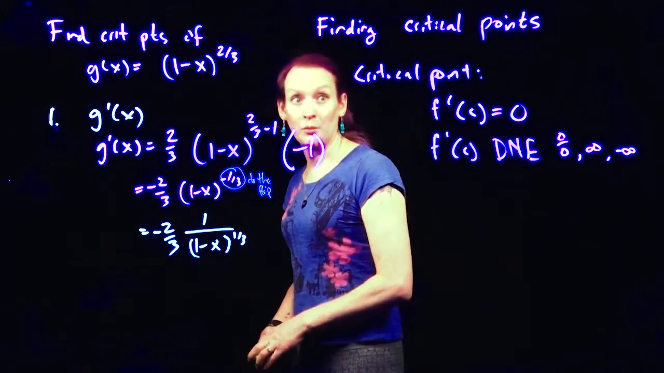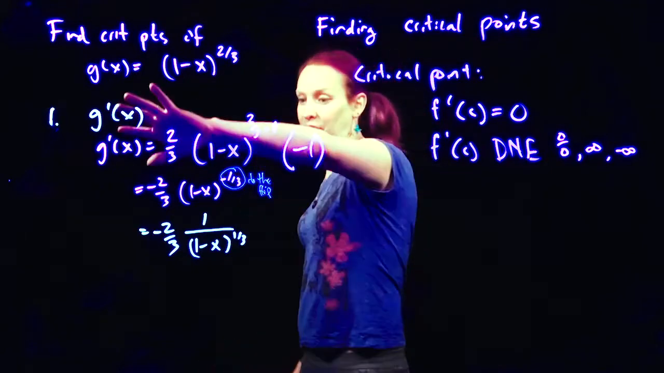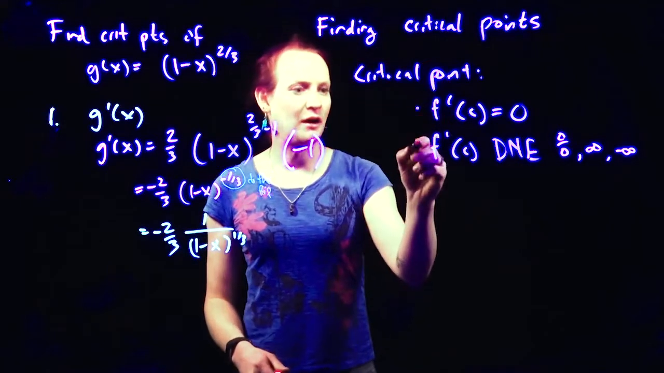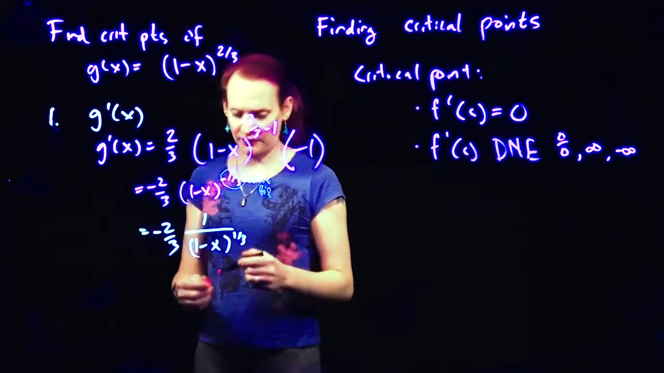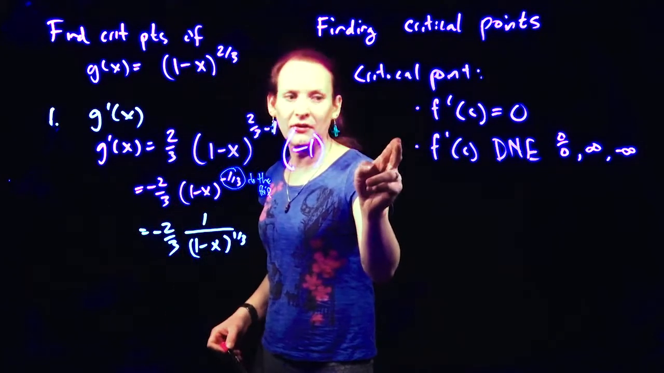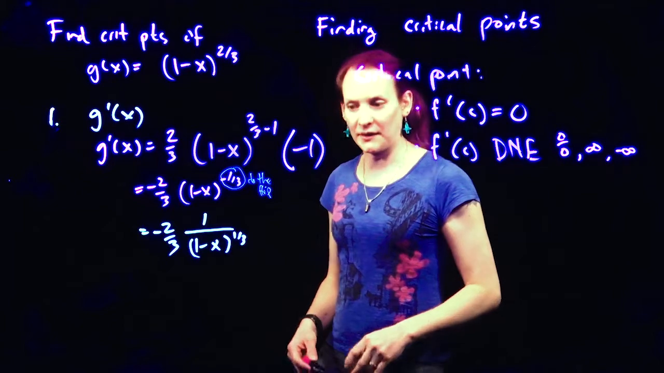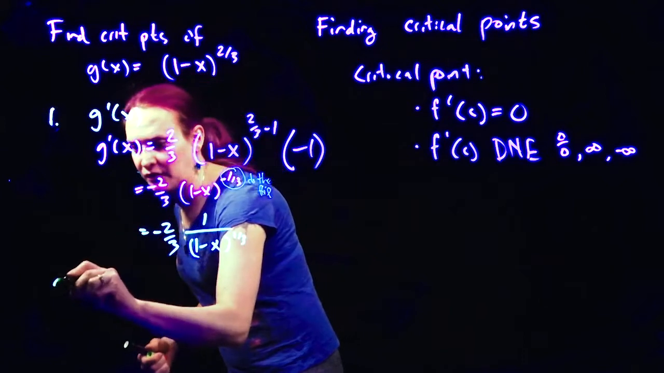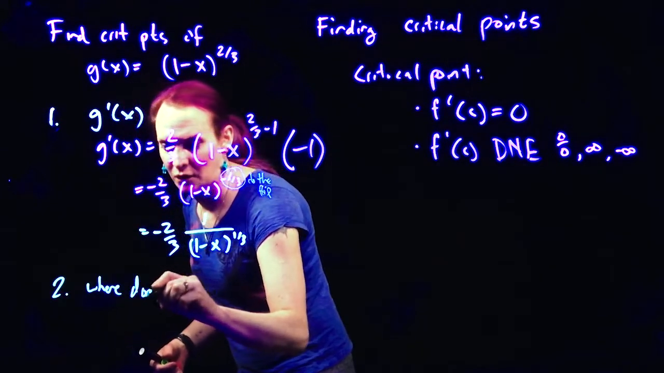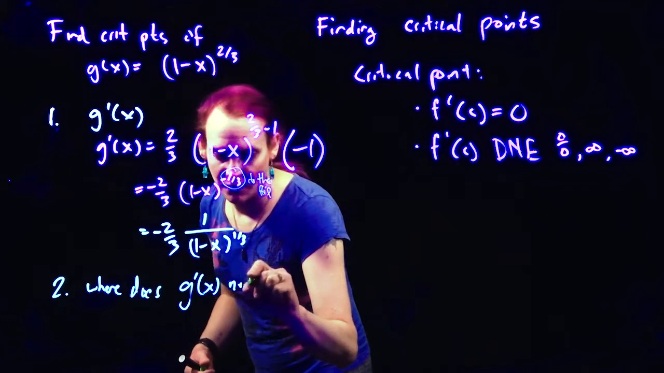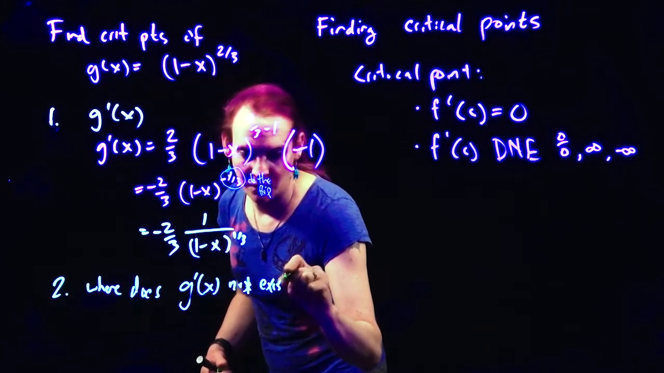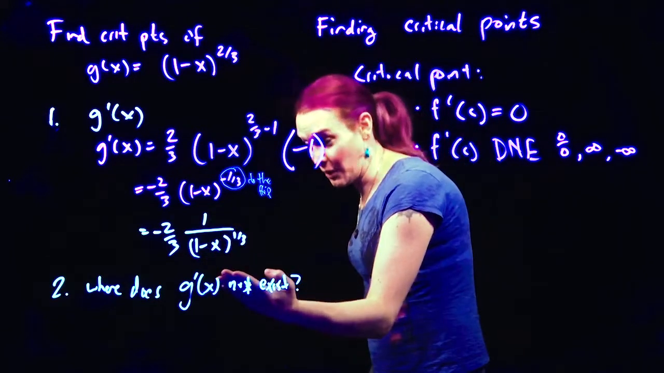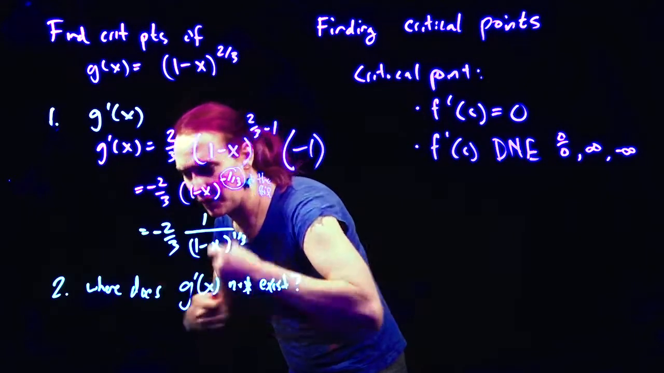So we want to find the critical points of this function. The critical points are two places. Either the derivative is 0 or the derivative doesn't exist. Let's do the doesn't exist first. So as far as where this doesn't exist, where does that not exist? That doesn't exist where the denominator is 0.